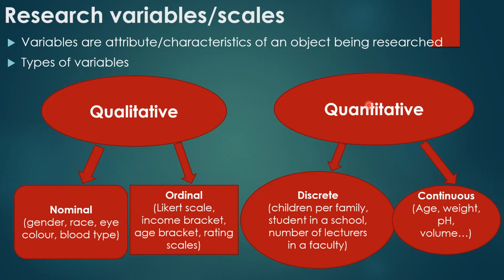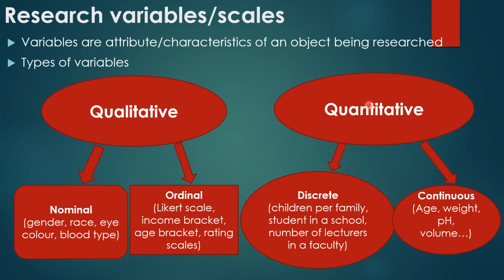Discrete are those numbers that are definite. It's not endless. It's definite. You must get a definite number. If I ask you how many siblings are there in your family, you must have a number. It can't be continuous. So if I go to a population, checking the number of children per household, I'll get discrete numbers.